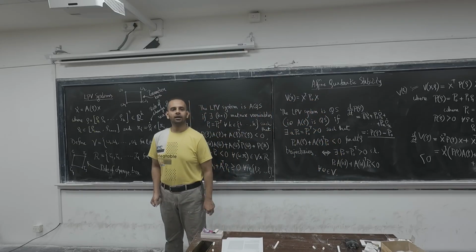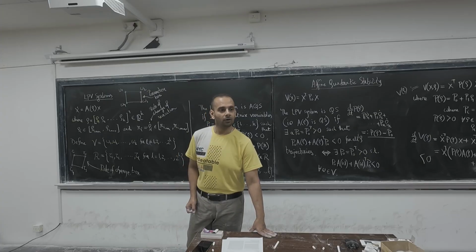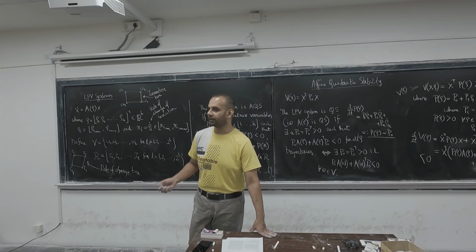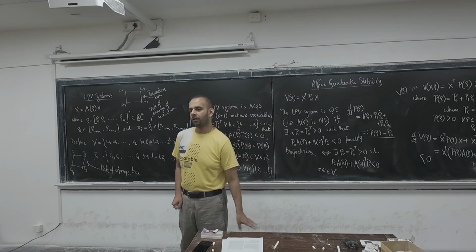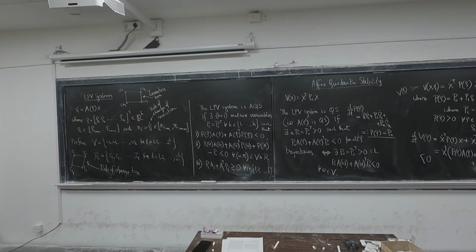This paper I uploaded to the WhatsApp group yesterday. All of you, if an internet connection is there, please open and download that paper on affine parameter dependent quadratic functions. This part is on page 3.